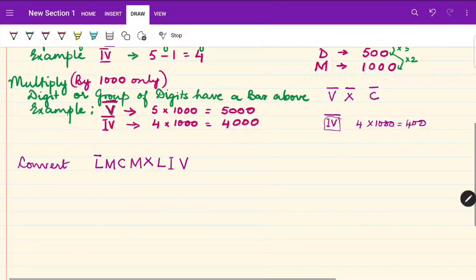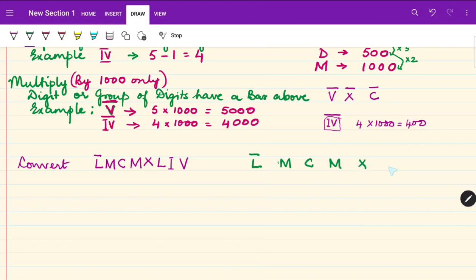But I'm going to first space this out properly so I can show clearly how I'm going about figuring out the conversion. All right, so I'm going to space this out. So over here, I'm going to write L bar. Let me use a different color, all right? So L bar, and then we have M, and then a C, M, X, L, I, and a V.